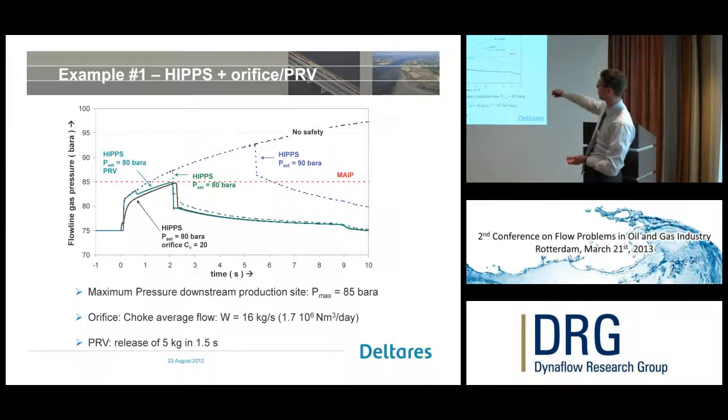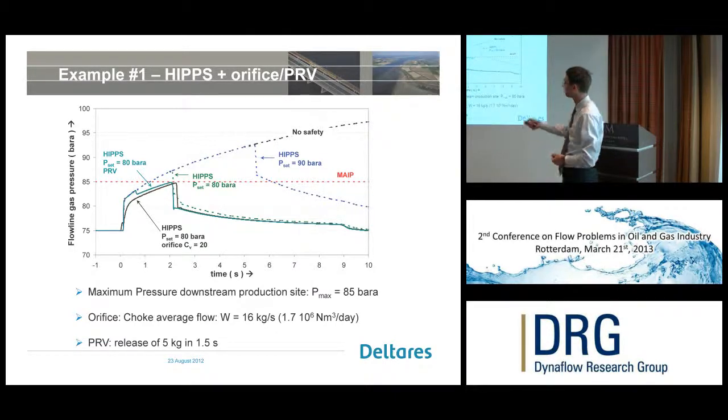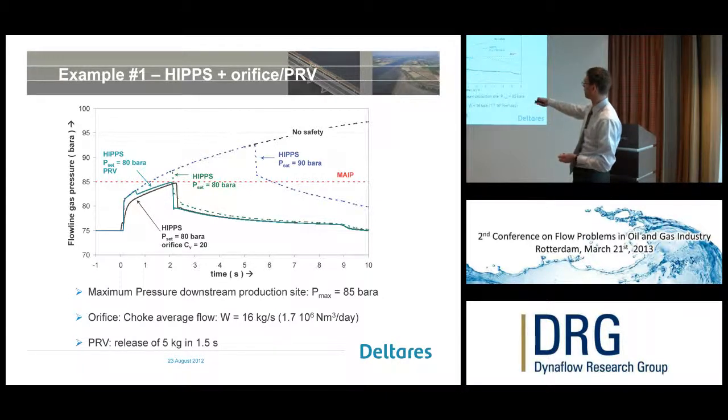At the same time, you can also say, okay, let's see if a PRV is helping out. If you take a PRV with a set pressure of 83 bara, which is just a little bit above the HIPS set pressure, which is very common, because in essence you want the HIPS to start closing before the PRV. We put in a 95% blowdown and 0.1 second response time. That's also typical results that we got from the industry.